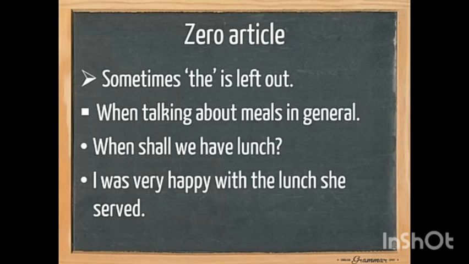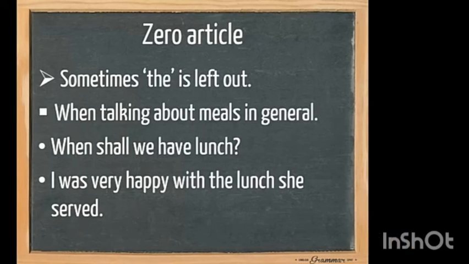Next, we don't use an article when we talk about meals in general. Let us see the example, when shall we have lunch? Here we have not used any article. See the next example, I was very happy with the lunch she served. So here in the second example, we are referring to a specific meal. So we have used the lunch she served.